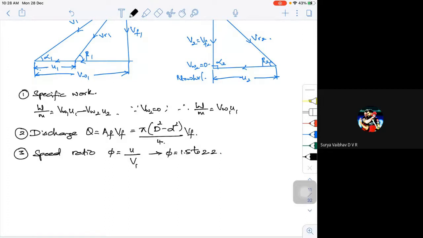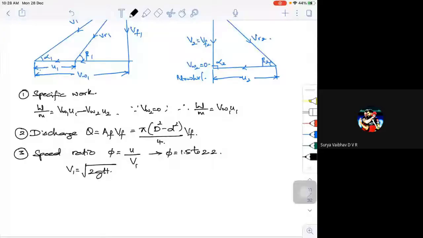But for the case of maybe your Pelton turbine, it was around 0.46 or something, a design value. 0.4 or so, ideally speaking it was 0.5. So here the phi value is on the higher side. Phi value is 1.5 to 2.2. Okay. And how to calculate the V1? V1 is equal to, if you know the net head, where net head is very useful here, this has to be the net head under which your turbine is working.